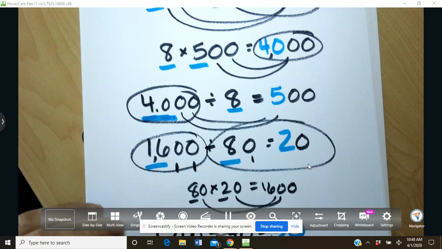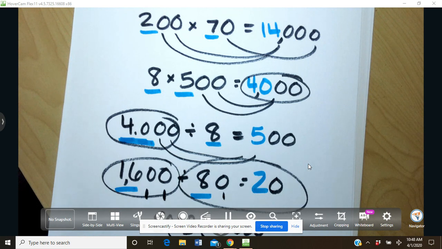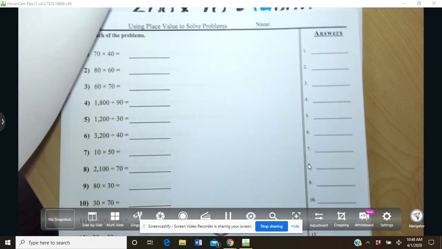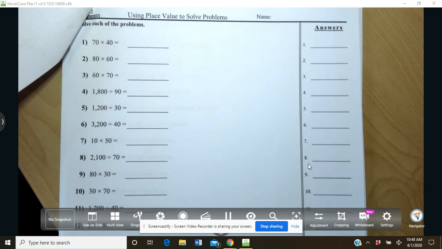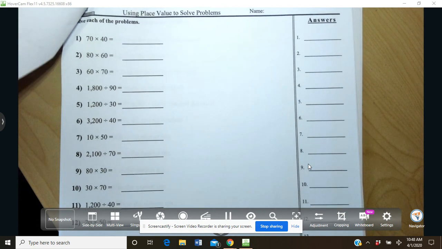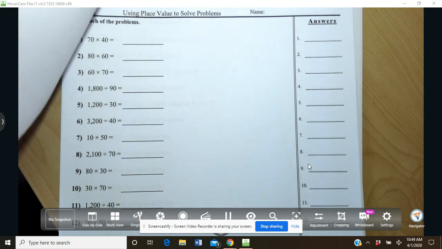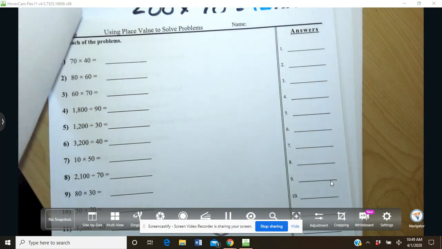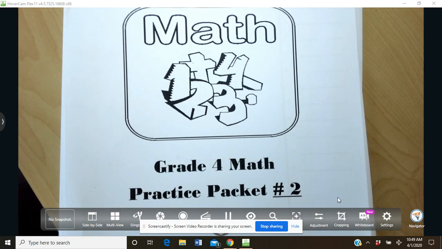All right, hopefully that jogged that skill back into your brain and how to solve those and how we learned that in school. You're going to use that today to open up math packet number 2 and turn to the 3rd page called Using Place Value to Solve Problems. You're going to solve all of the problems on this page and then put the answers into Google Classroom. If you have any problems or get confused, you can send me a message on Google Hangouts and we can meet to go over it together.